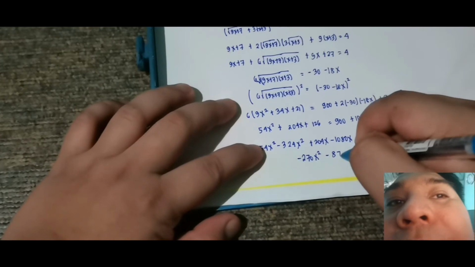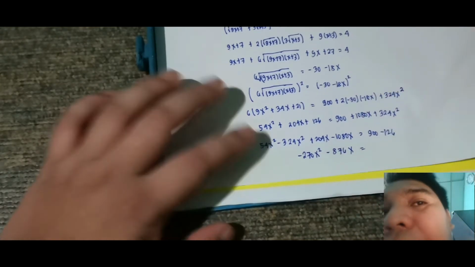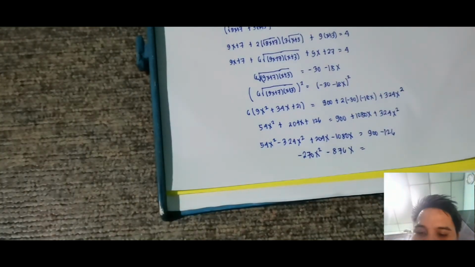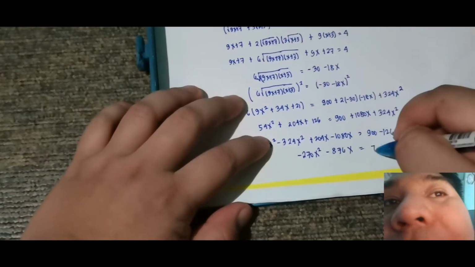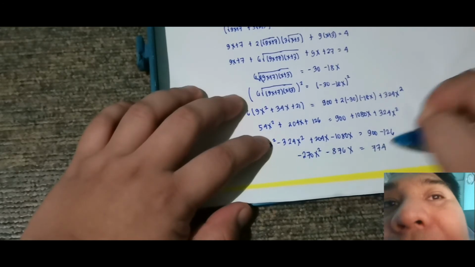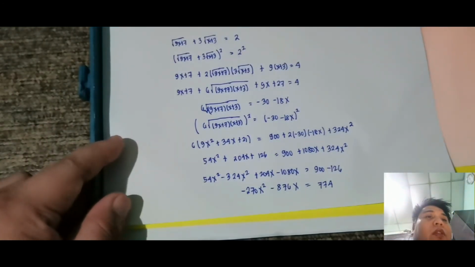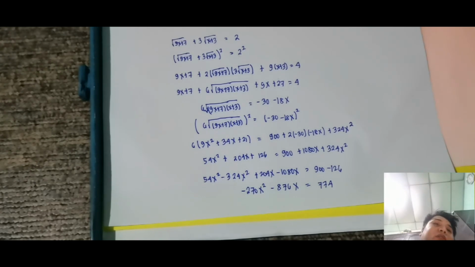Negative 876x equals, ay hirap mag, so 900 minus 126, 774. Okay, then hindi ko sure saan divisible lahat yan, pero check ko kung divisible sila sa 9. Okay, check ko lang ha. So 876 divided by 9, hindi pwede. So 27, so 876 divided by 27, hindi rin pwede.